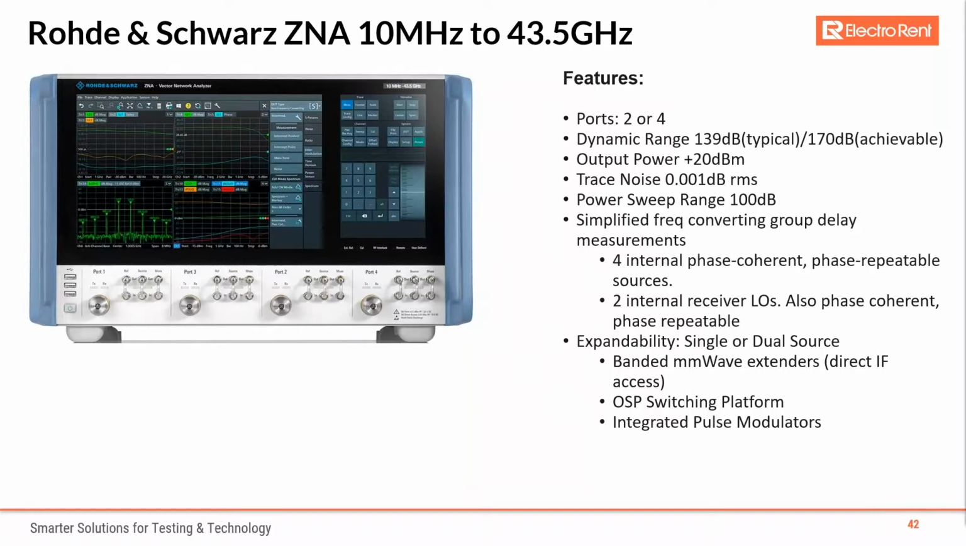They also have simplified frequency converting group delay and phase measurements, and there is also an option for 2 internal LOs, which allow for measurements of 2 frequencies simultaneously. These have the same design as the internal sources.